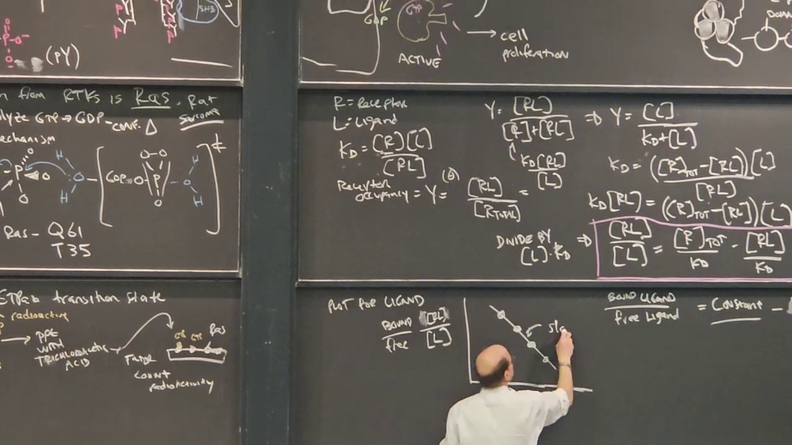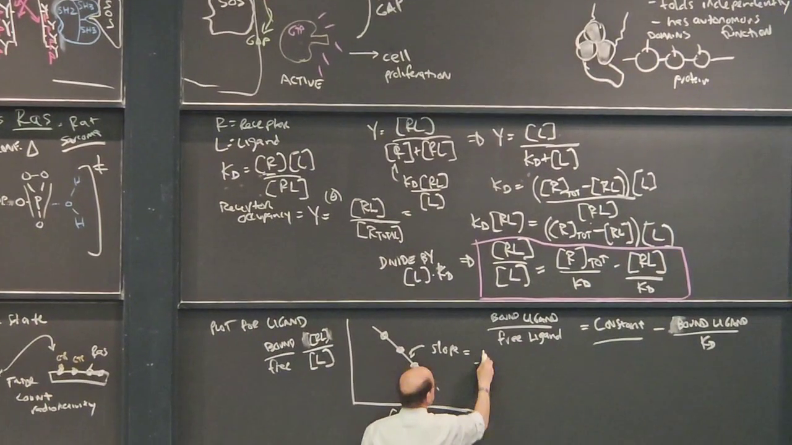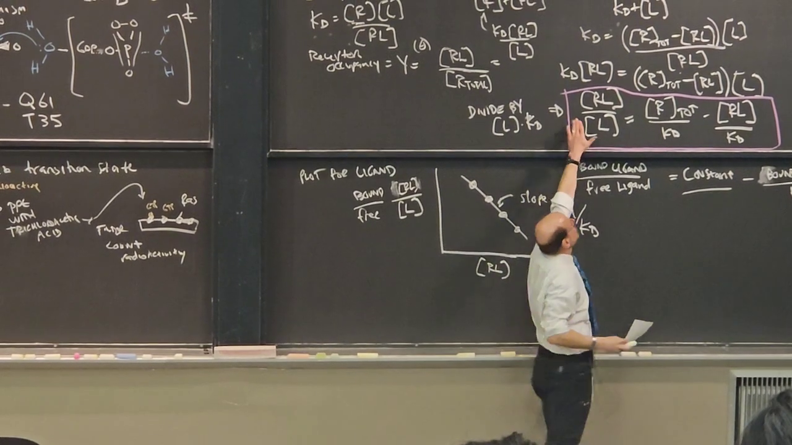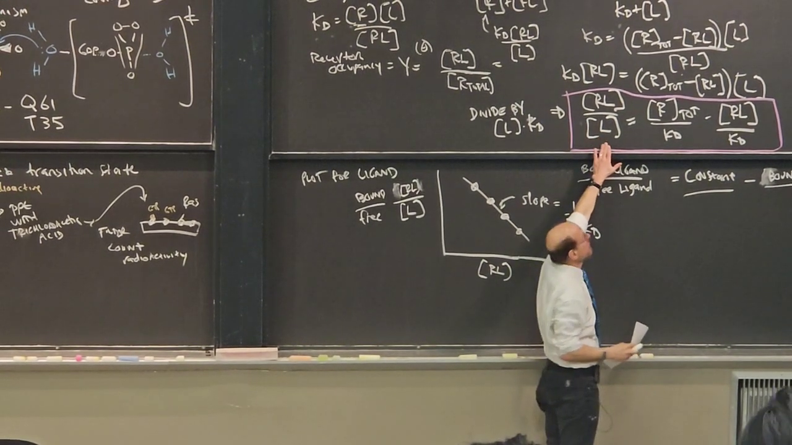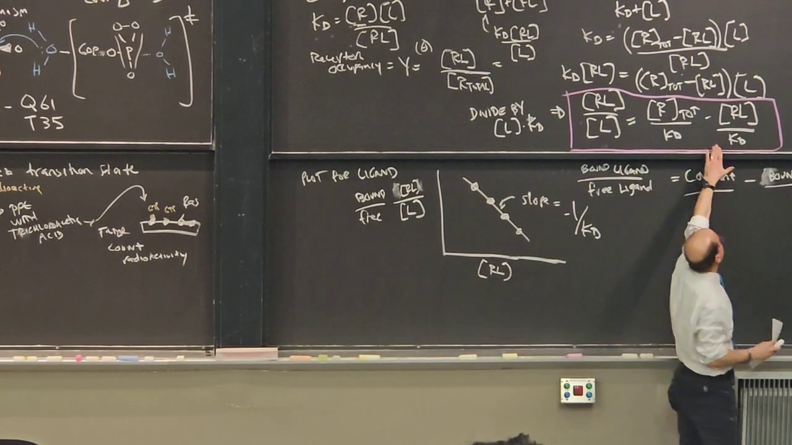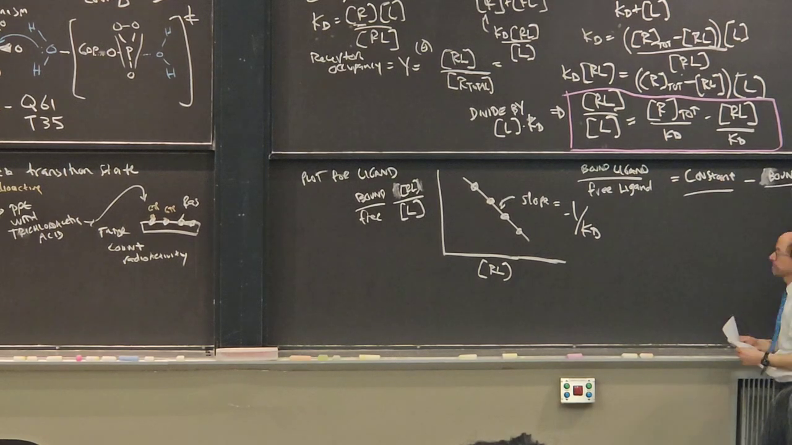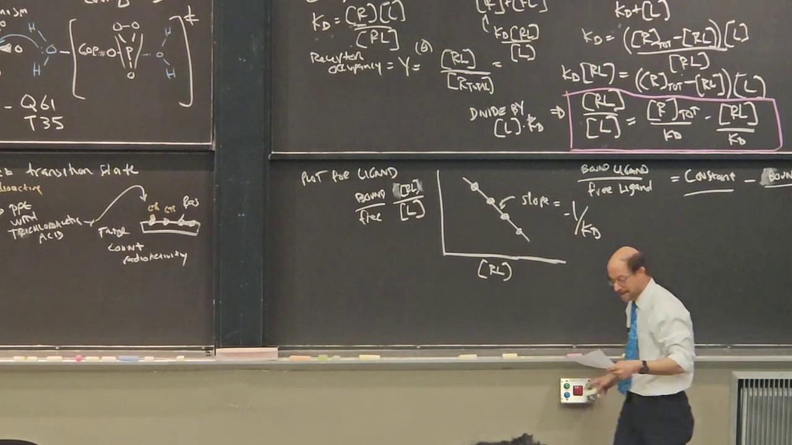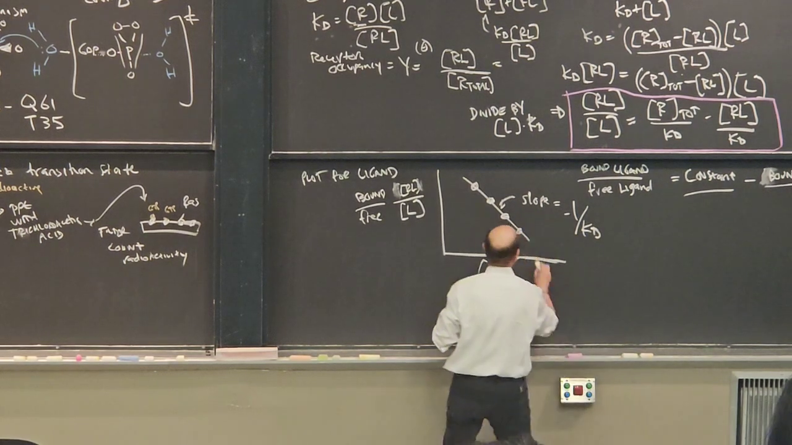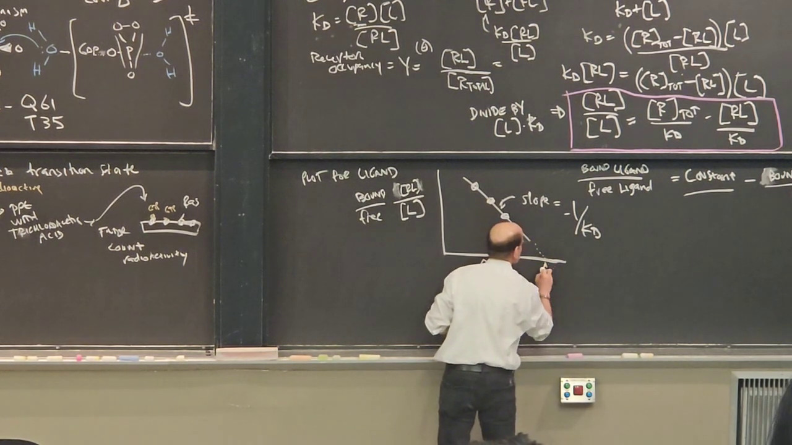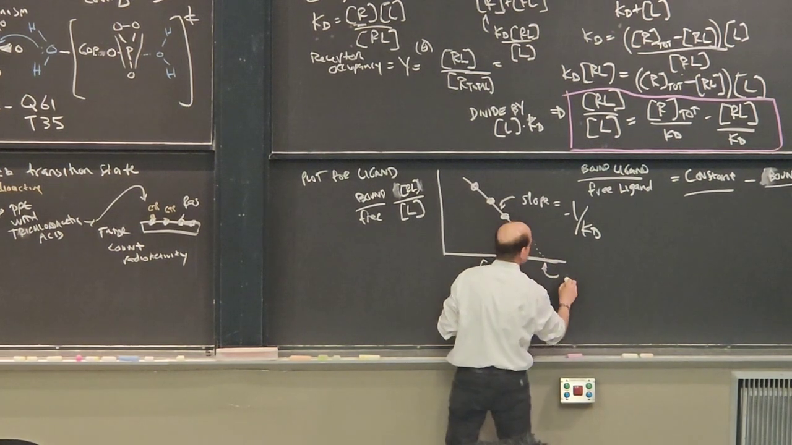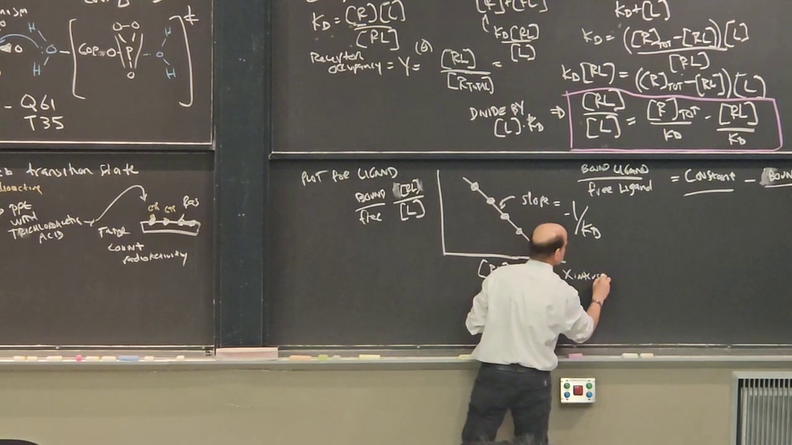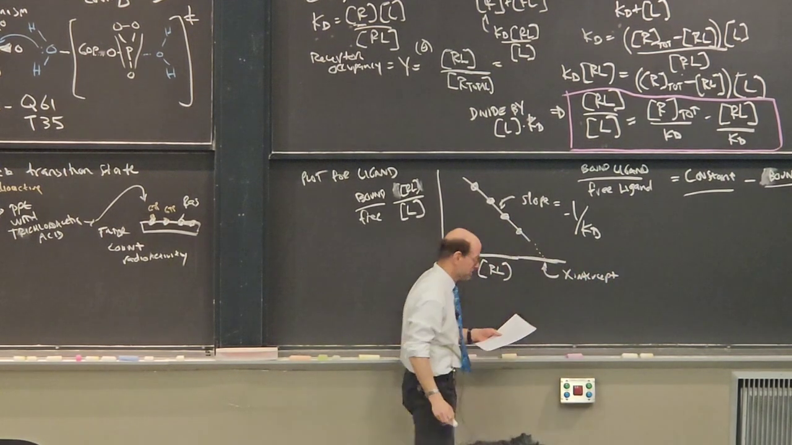The slope of this line is equal to -1 over Kd, because I've just plotted bound ligand over free ligand versus bound ligand. The slope of that is minus 1 over Kd. That's how I'm going to get Kd. Now what about this intercept? At some point, I'm going to have the x-intercept. And I want to know what that x-intercept is.